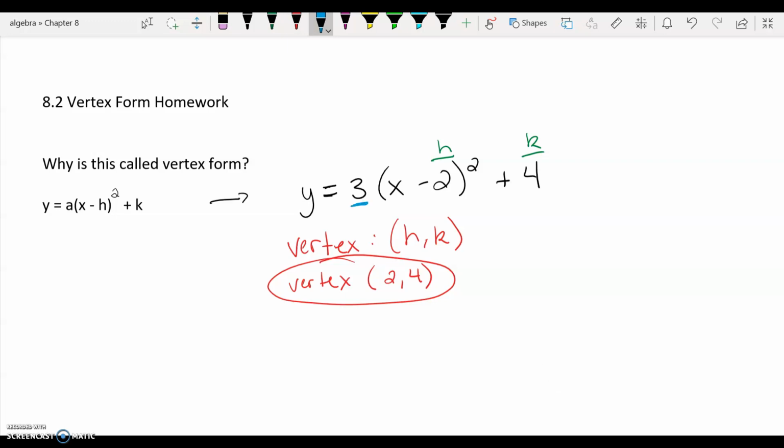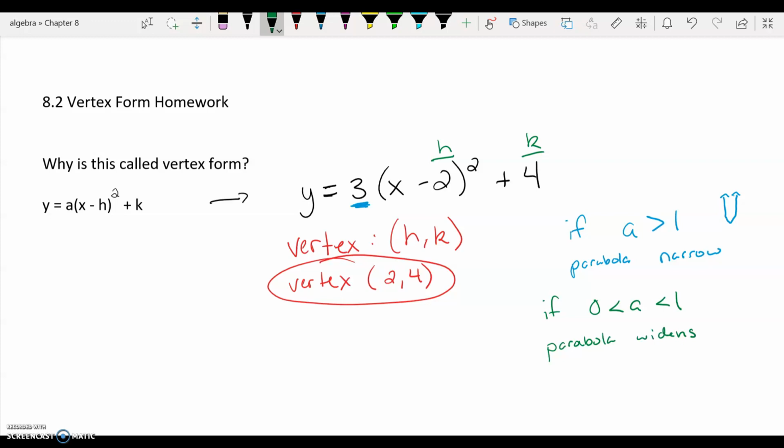Another thing we need to look at is this right here. So the number out front, the a, if a is greater than 1, which it is in our case, it makes your parabola narrow. So what that means is it goes from wide to really skinny. So your parabola is going to be skinnier. If a is between 0 and 1, aka it's probably a decimal or a fraction, it's going to widen your parabola. So it's going to make it wider.